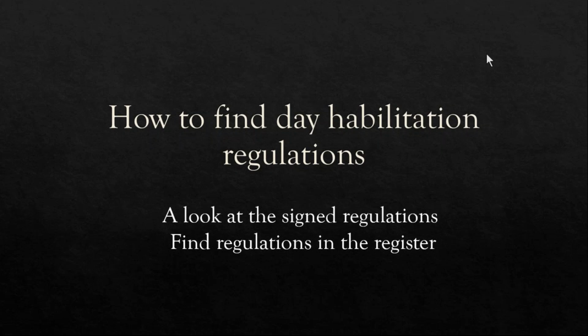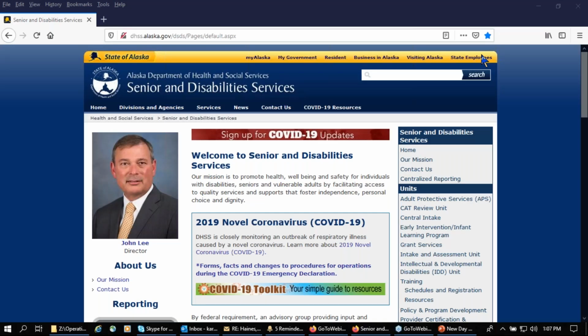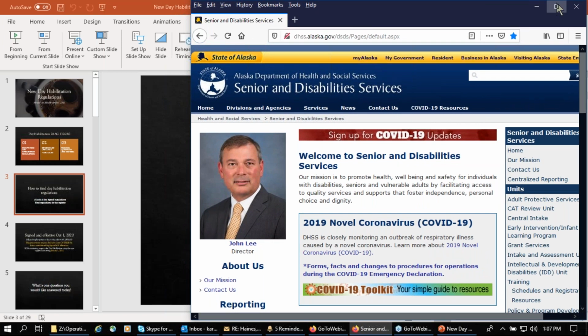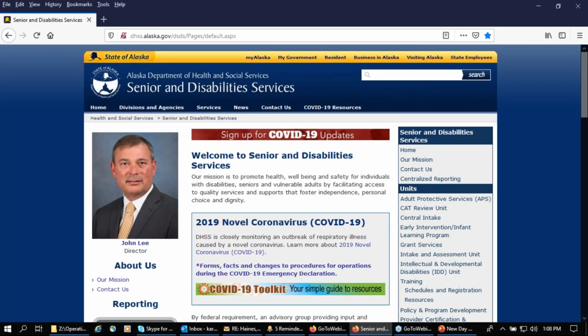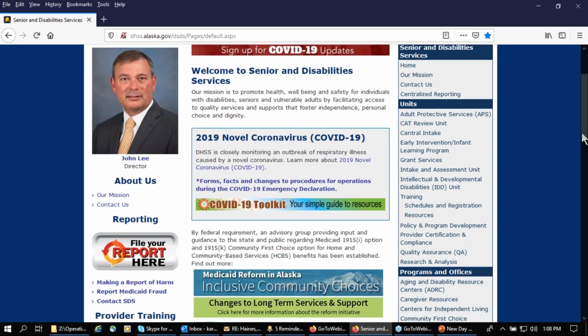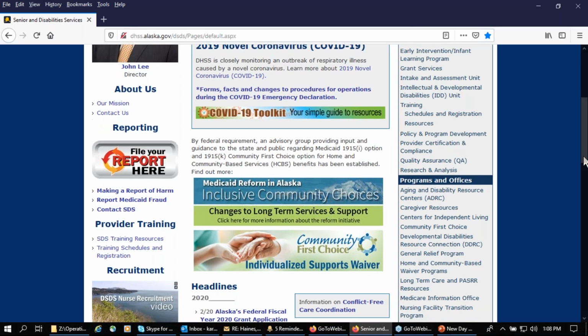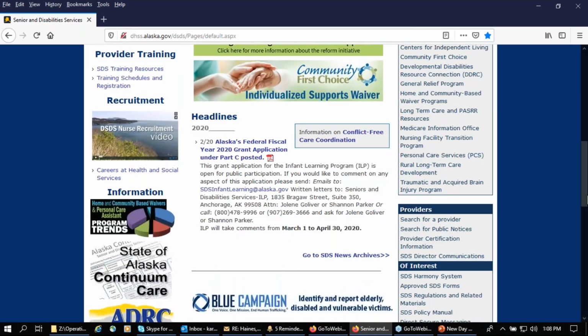So I'm going to freeze my screen, and I'm going to pick up a link to our web page, which looks like this. I'm just using the Senior and Disability Services web page here. I'm just trying to grab things and move them around so I can see them better and scroll. Okay, so this is our main web page, and I'm just assuming that you know how to find that.